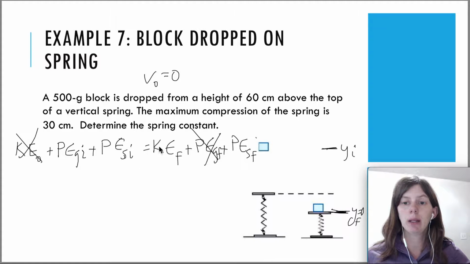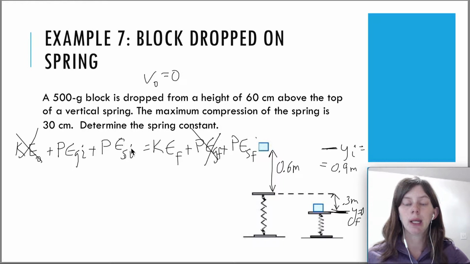And we can figure out what it is because it's dropped from a height of 60 centimeters above the top. This is why it's extremely important to draw pictures, because you're going to be tempted to just use 0.6 meters, that's your 60 centimeters, as your initial height. But that's not the initial height, because the initial height is relative to this place here at the bottom, and this was 0.3 meters, the compression of the spring. So hopefully you can see that the initial height is actually these two heights added together, 0.9 meters. Right? It's the height from the 0 point up to here.